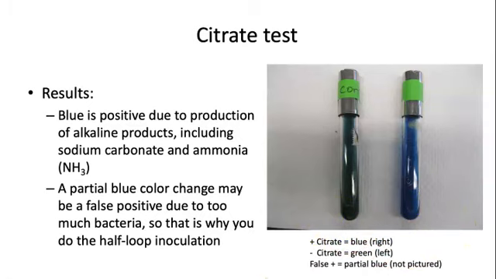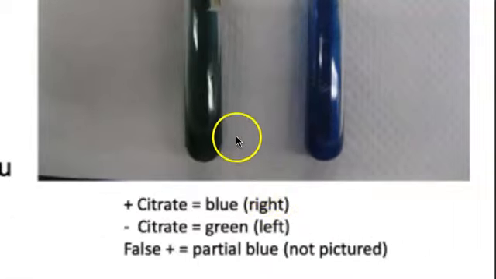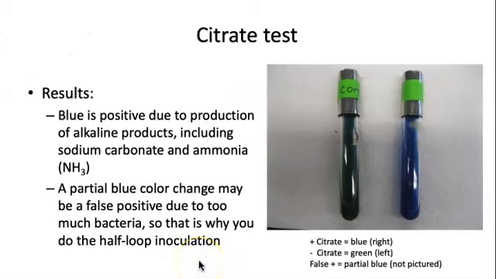So at these tubes over here, the one on the left is green. That's the negative test. And the one on the right is blue. That's the positive test. So we get a positive test because there is a production of alkaline products, including sodium carbonate and ammonia. So this growth medium actually contains a pH indicator that is turning blue when alkaline products are produced.